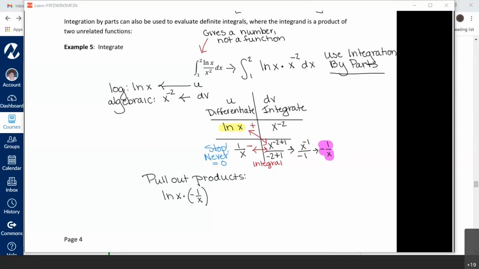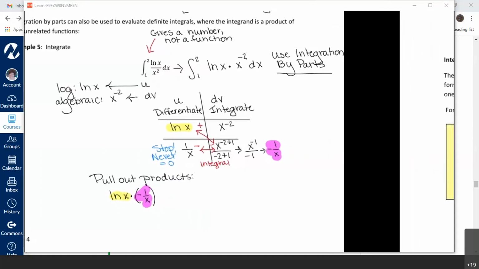Just so everybody can see it. Okay, and my second product is going to be going diagonally across. So 1 over x times negative 1 over x. And it's got a minus sign, okay, and an integral. The minus sign in front of the integral is this minus sign from the table.